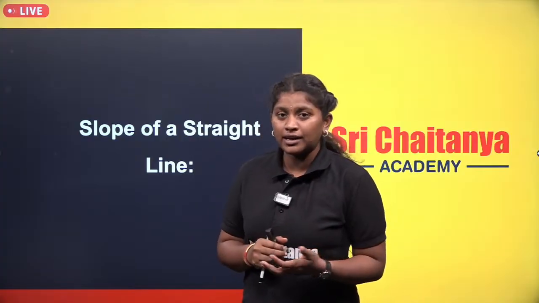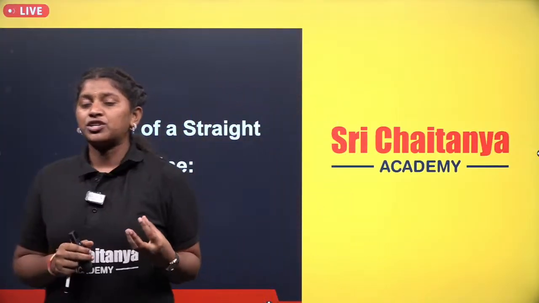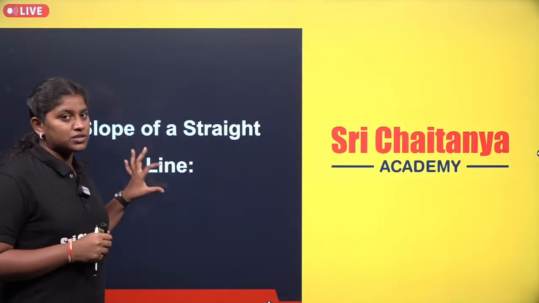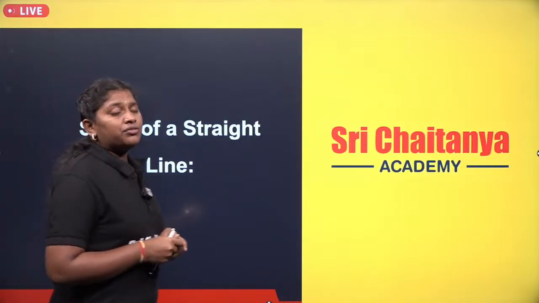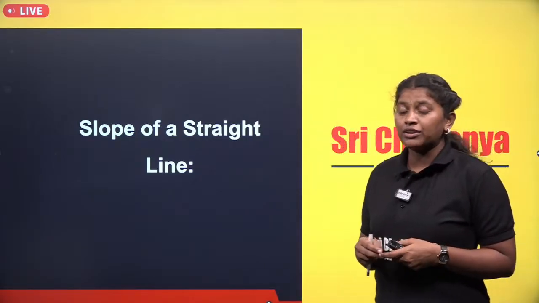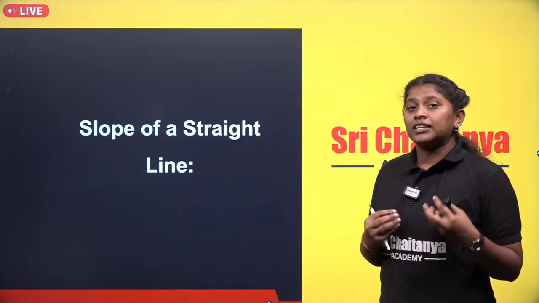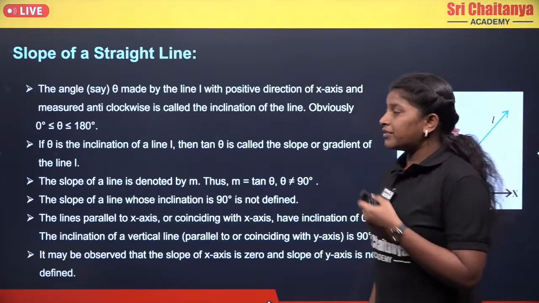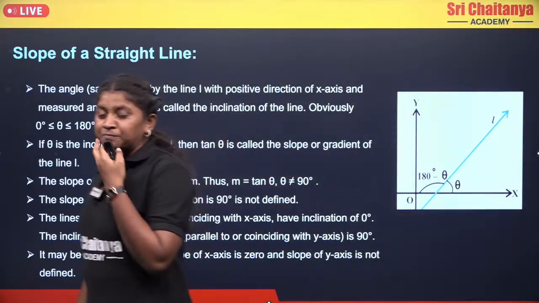We know that the basic equation to represent a straight line is ax plus by plus c equals 0. Now, if you have your equation in the form ax plus by plus c equals 0, how can we find the slope for that? That we are going to learn in today's session. First of all, we will learn what the slope of a straight line is.